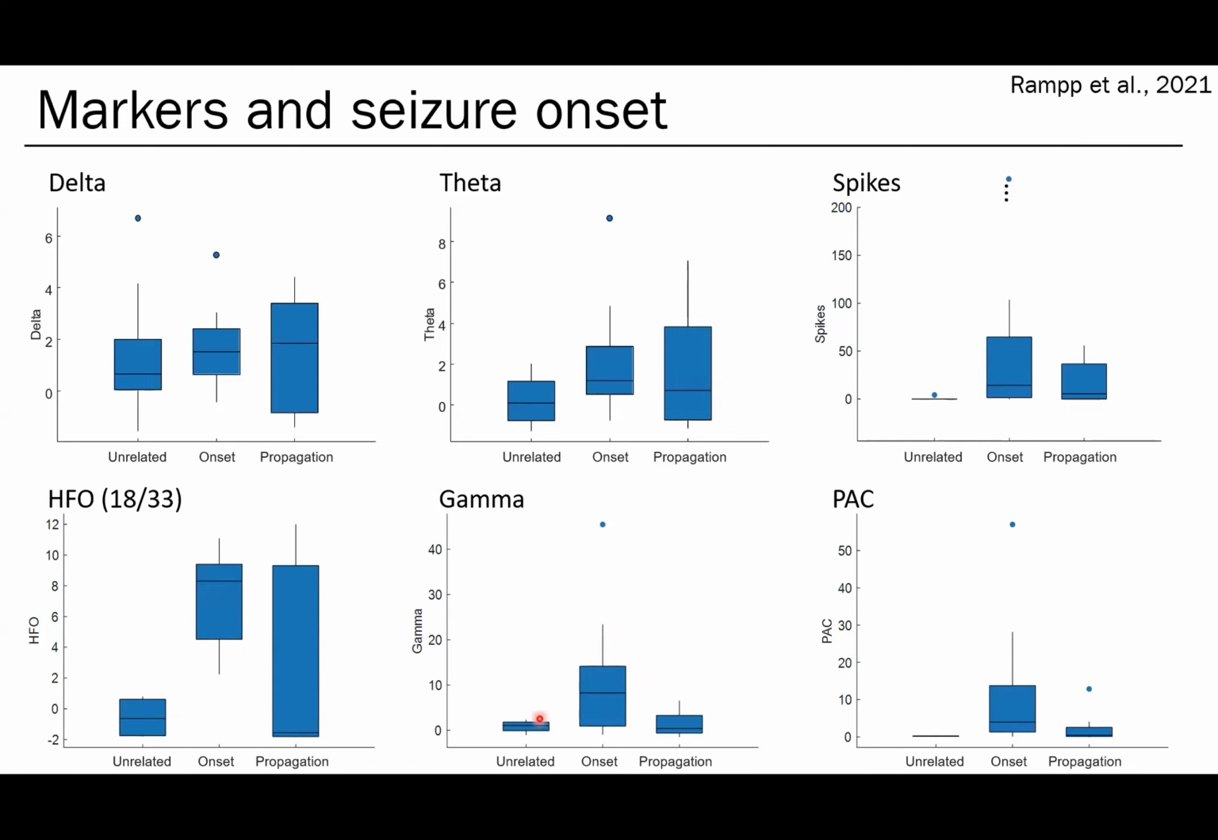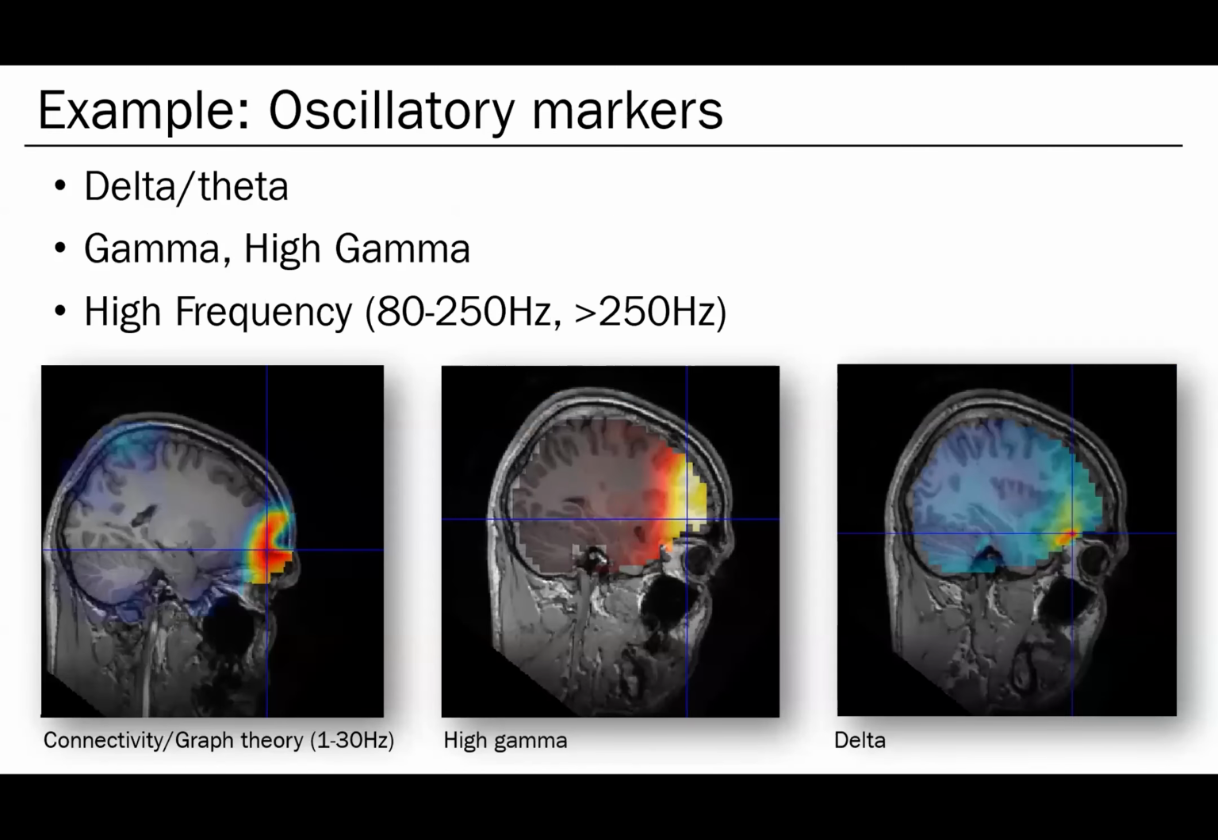Furthermore, we evaluated phase amplitude coupling, a measure that evaluates the dynamics between the phase of a slow frequency, here for example theta, and the amplitude of a fast oscillation, here gamma. Phase amplitude coupling was also significantly increased in seizure onset zones compared to early propagation and unrelated areas. The question now, of course, is whether we can detect those also non-invasively using MEG or surface EEG.